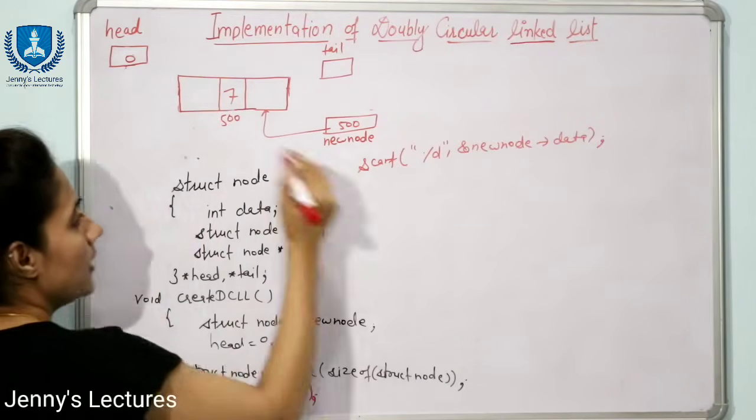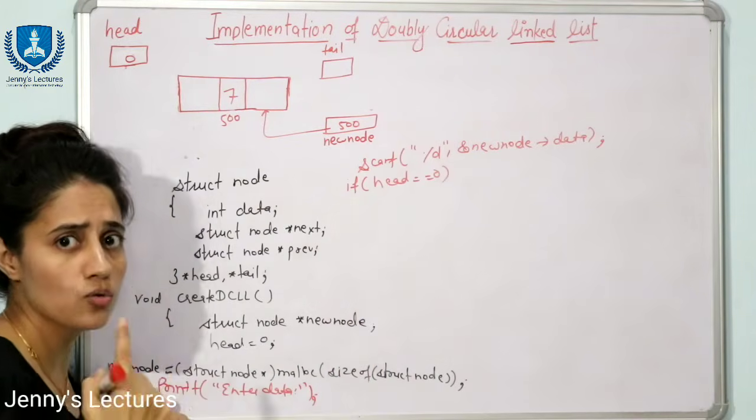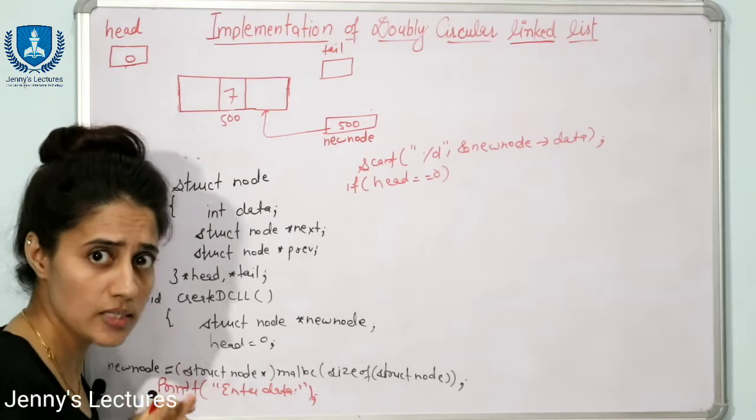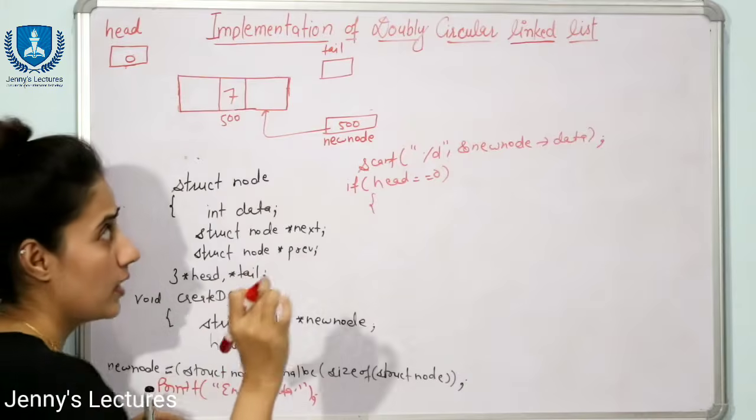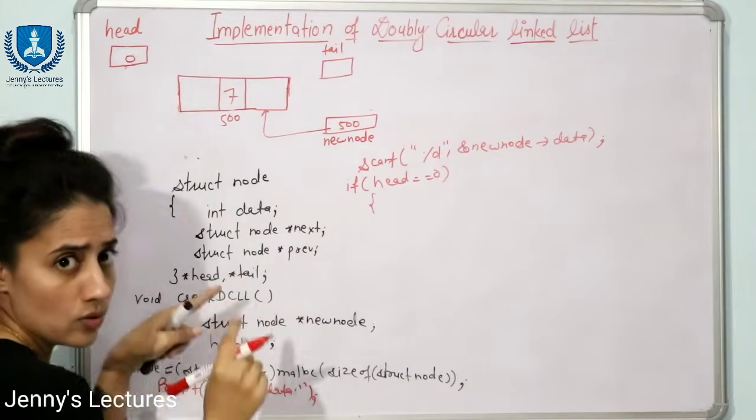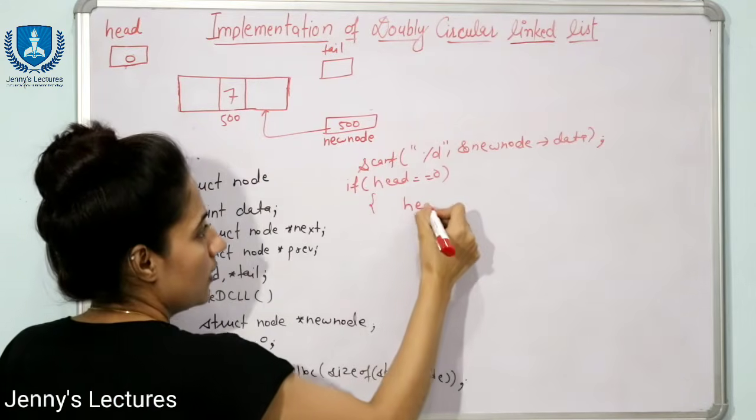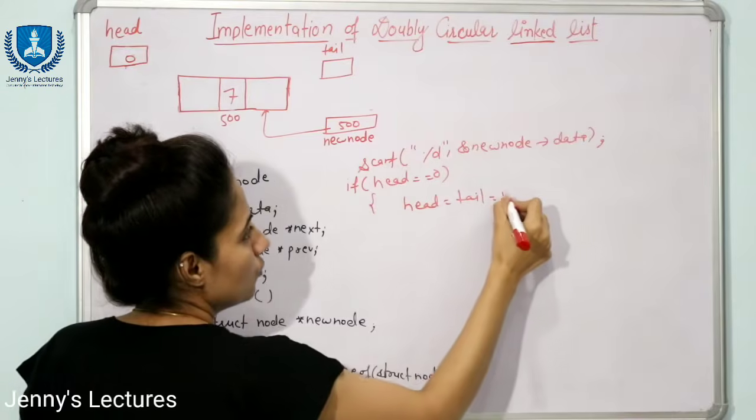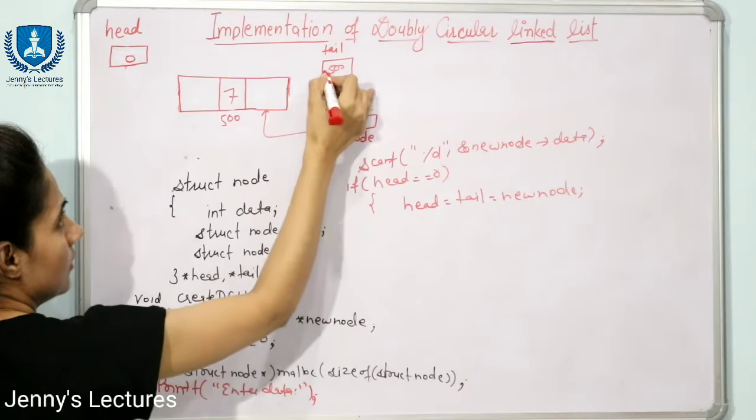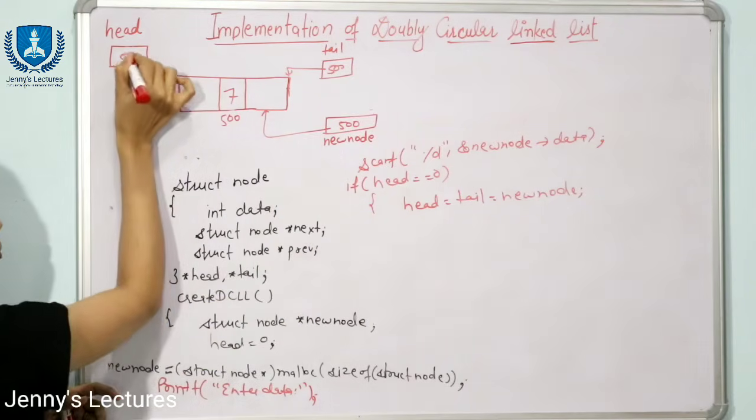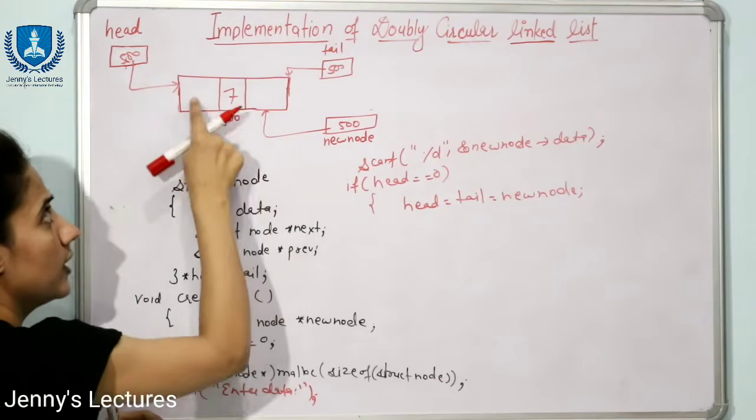Now at starting we check what if head is equal to null, it means there is no node in the list, right? So then how you are going to insert this node in the list? See now, both head and tail would point to this node because this is the first node, this would be the last node only, right? So here what I will write, head is equal to tail is equal to new node. Now see, this tail is also pointing to this node and head is also pointing to this node. But now you have to insert here also something and here also something.